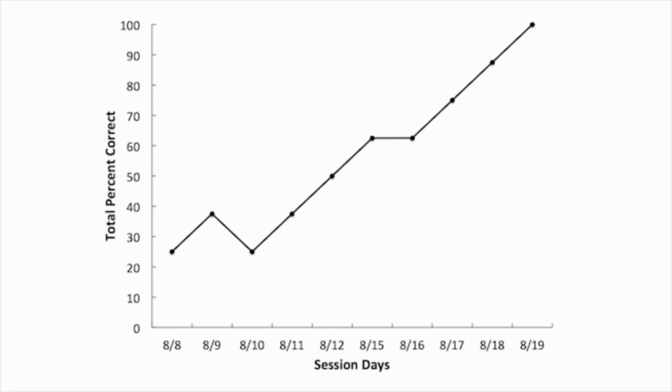And as you continue to run sessions, you can add to the summary sheet and to your graph. Again, your supervisor will give you guidance for graphing and evaluating your students' progress. If you're not sure, well, just ask.